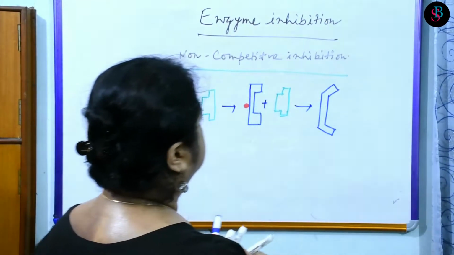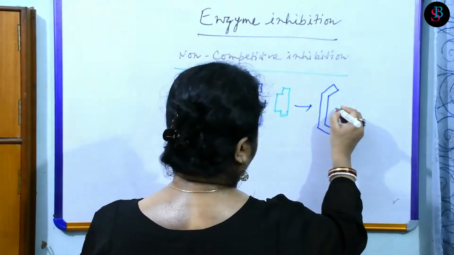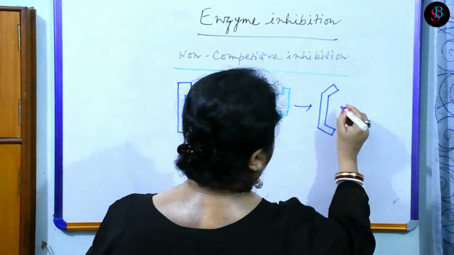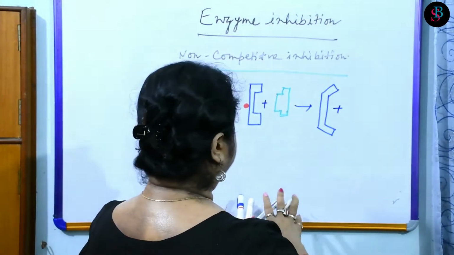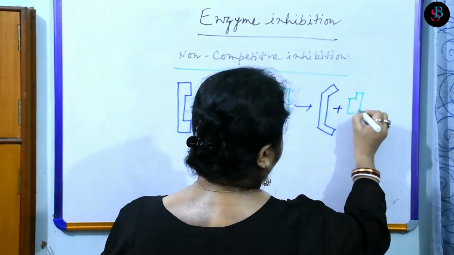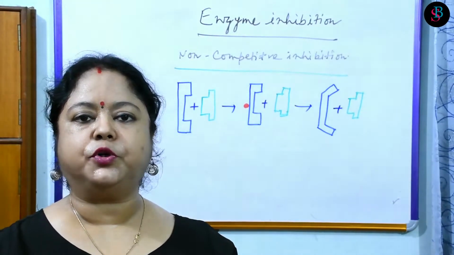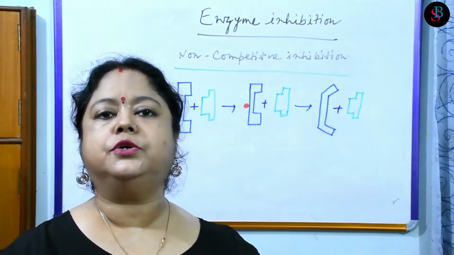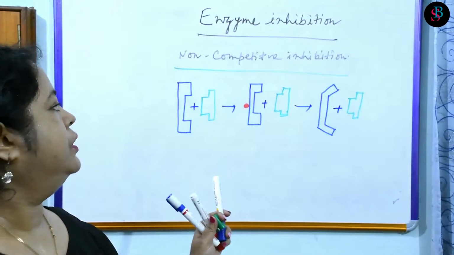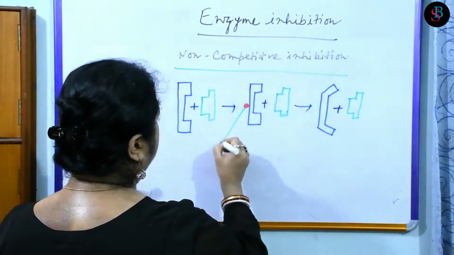Now the substrate is present here. The active site is also free, but the substrate will not be able to attach with this for the chemical reaction. When it comes to the site, it observes that the seat is broken, the chair is broken. अगर chair टूटा हुआ है तो वो कैसे बैठेंगे? There will be no reaction naturally. So there will be no combination of the enzyme and the substrate due to the presence of the non-competitive inhibitor.